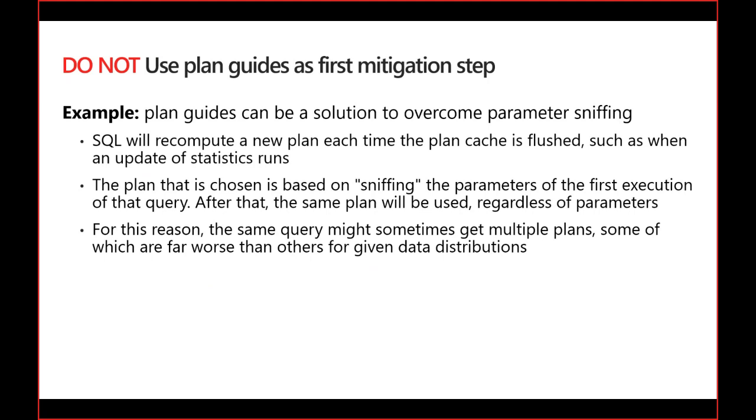So the plan that is chosen is based on sniffing the parameters at the first execution of the query. That could be an ideal plan, but maybe not when the parameters change. Typically, the example could be a large and a smaller data entity, where the plan could be totally different based on different parameter settings.